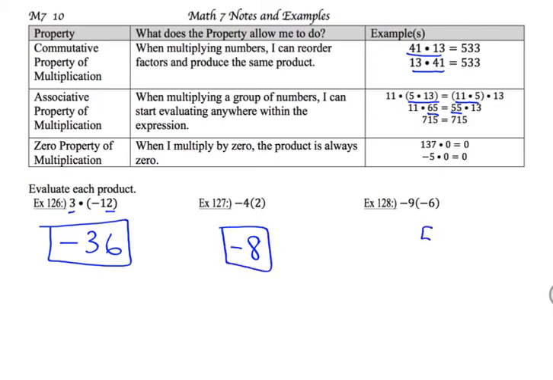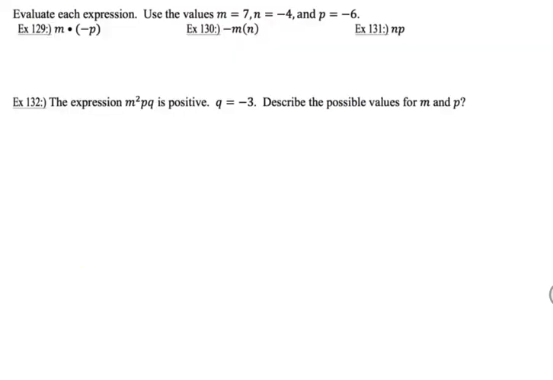9 times 6 is 54. Then I need to decide. Negative times negative will be positive, so it is positive 54. That one is done. You also need to be able to substitute in values. So evaluate each expression. Use the value m is 7, n is negative 4, and p is negative 6.